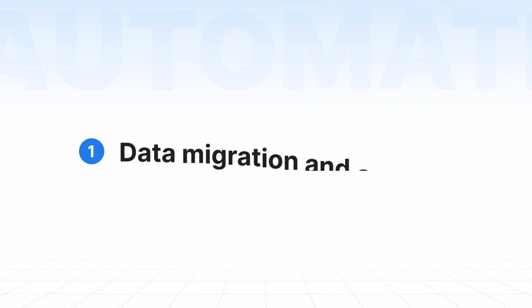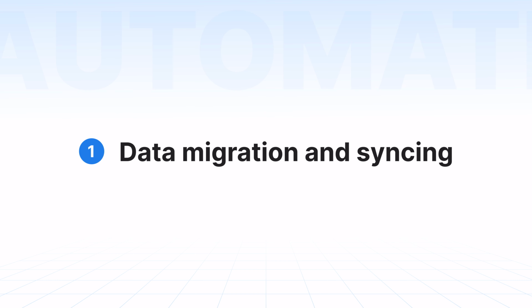So, what are those options? How should you automate your marketing this year? Stay put, because that's the question I'm going to answer in this video. I'm going to highlight 3 big areas where you can implement marketing automation with a few pointers on how to do that. The first area of marketing that you can automate is data migration and syncing.